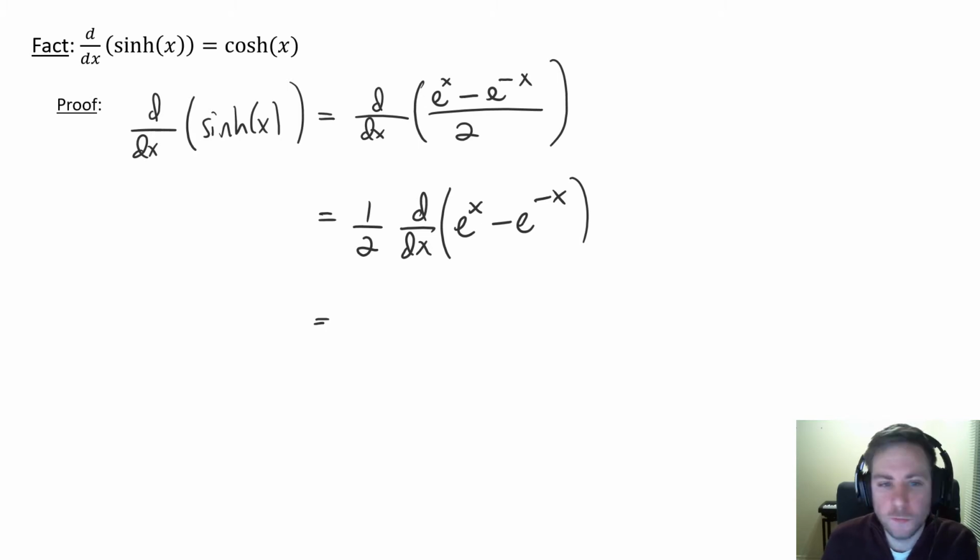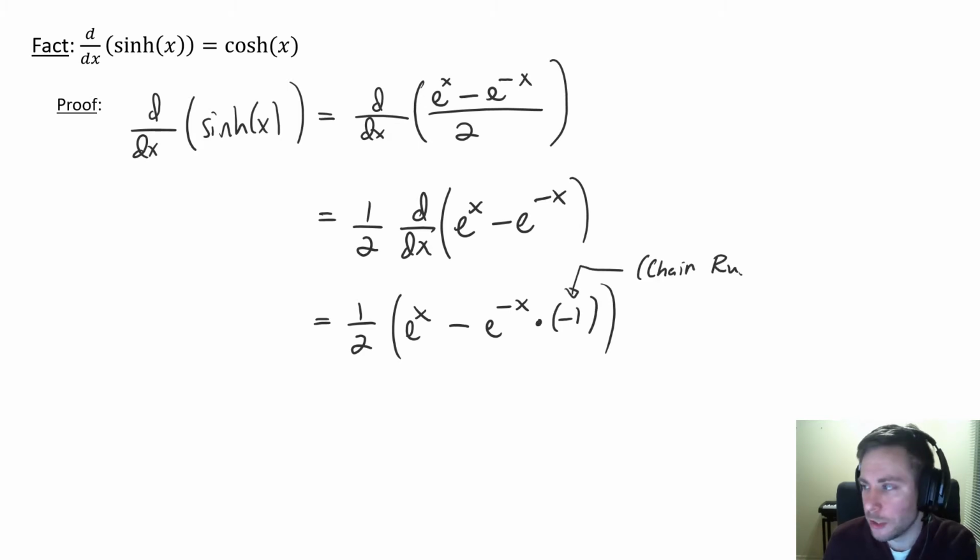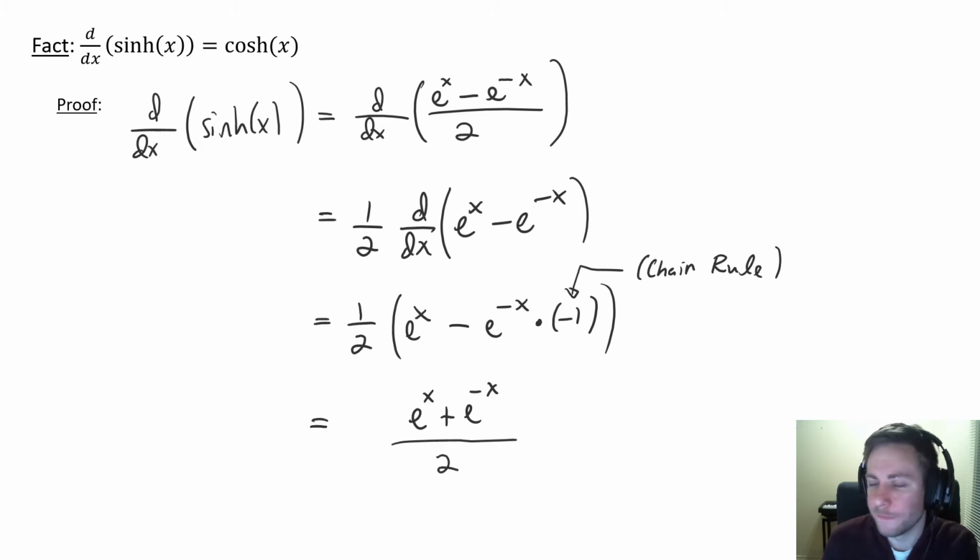For the first term, we know the derivative of e to the x is just e to the x. And similarly, the derivative of e to the minus x is also e to the minus x times -1 according to the chain rule. Now the double negative can be simplified into a positive. And don't forget that all of this is still multiplied by 1/2.